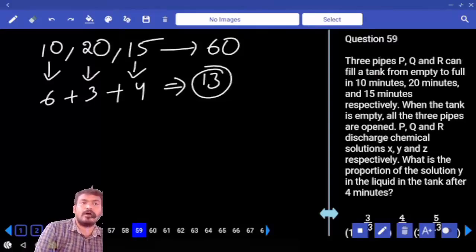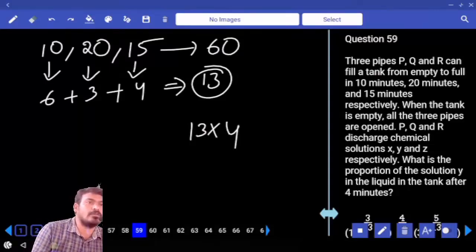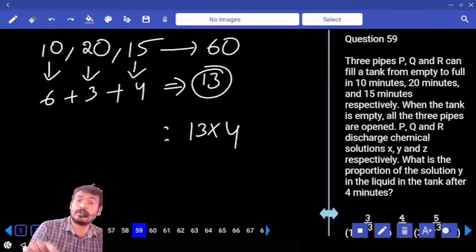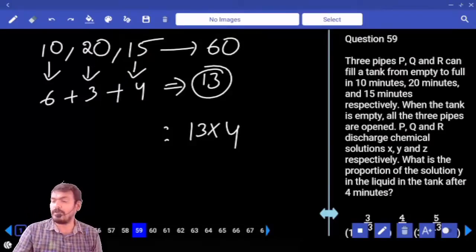Per minute value of 3 pipes or only 1 pipe? 3 pipes. But here all the 3 pipes are open for how many minutes? 4 minutes or not? Then we write 13 into 4 or not? 13 into 4. It is total of 3 pipes for how many minutes? 4 minutes or not? But here ratio between which one?